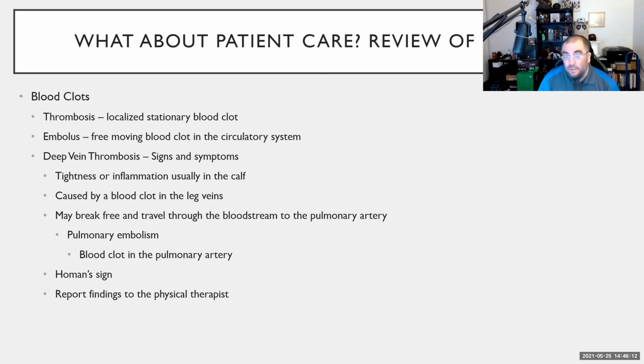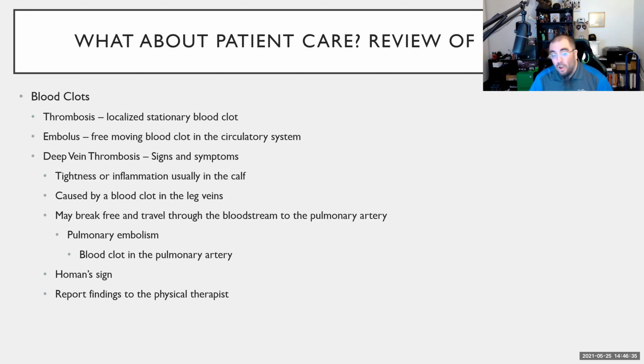DVT is usually tightness or inflammation in the calf. It's caused by a blood clot in the legs, right? And it may travel to other places. DVT may not always go to the lungs. It may go to the brain, and they can have a stroke, right? So, you know, if a patient's complaining about calf pain, you look at the calf and it's bright red and kind of shiny and it's hot. It's a good sign they might have a DVT.